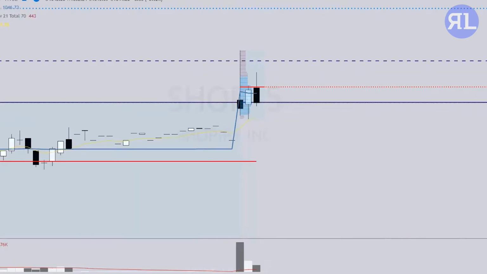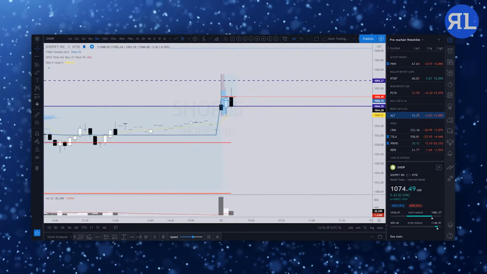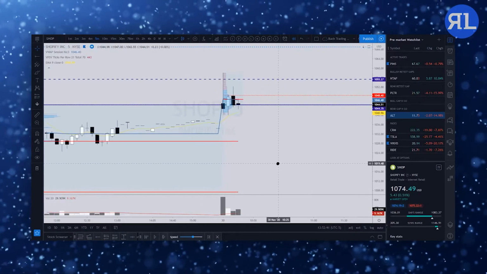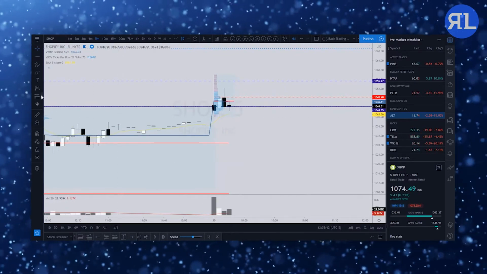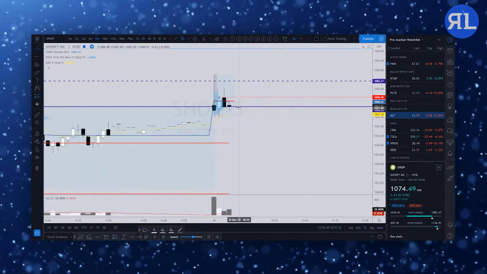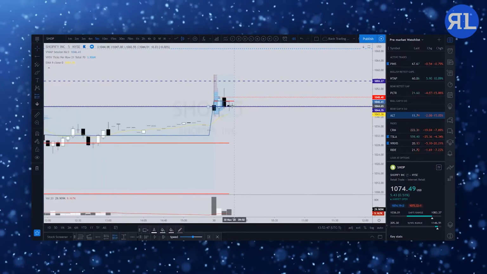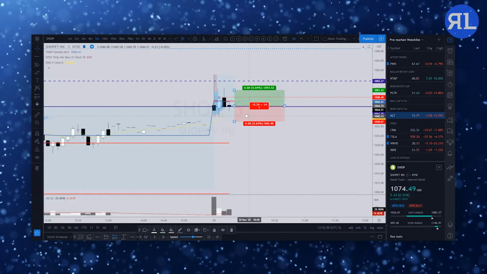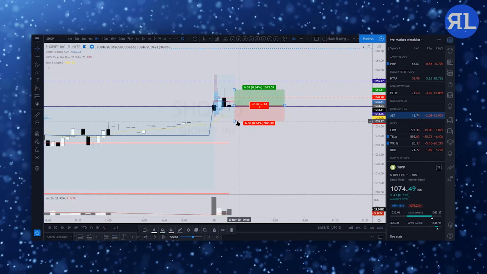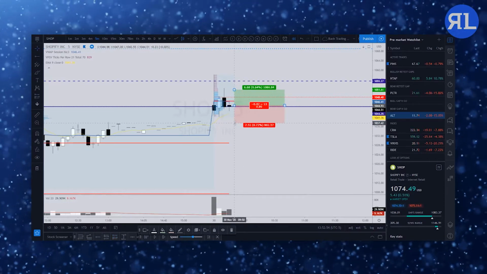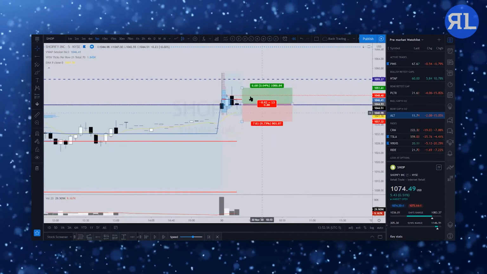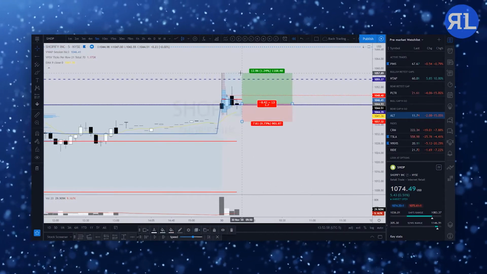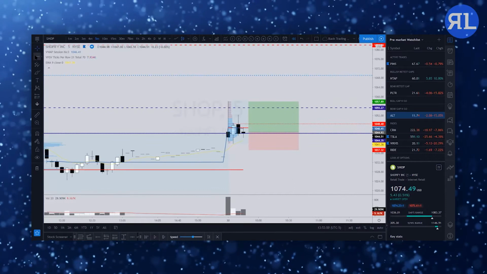So there's another move lower. All right, so right in here, I think what I'm going to do now is try and get in right here. I'm just going to buy right there. This will be a stop limit entry. I'm going to take a partial at the high of day.